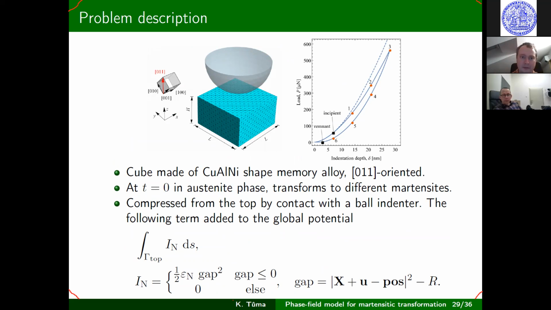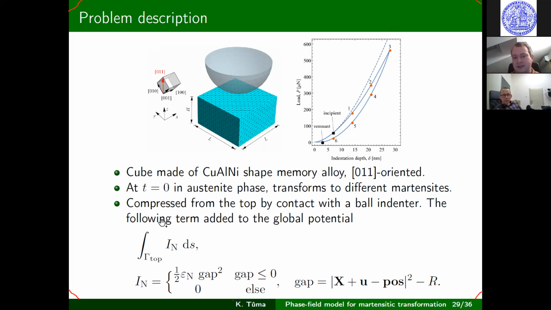Now I will describe the problem. So at the beginning, we have a box made of copper and nickel shape memory alloy. It has some special orientation 0, 1, 1. And at the beginning, it is in the austenite phase. So then we take an indenter, a ball indenter, and we compress it by contact from the top. And we are indenting it to some value, 25 nanometers. You know, the height is 200 nanometers, so it is really high. And then we are going back.